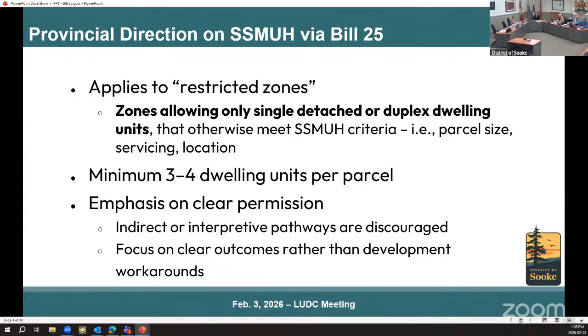Under provincial legislation, SMU requirements apply primarily to what are referred to as restricted zones, meaning zones that historically only permitted single detached or duplex dwellings, or currently do. In Sooke's context, this generally translates to a requirement to clearly permit up to 4 dwelling units per parcel, depending on servicing and location. Through Bill 25, the province is looking for zoning bylaws to clearly permit the minimum number of SMU dwellings required under the legislation unambiguously, rather than relying on layered or interpretive approaches to achieve those units.